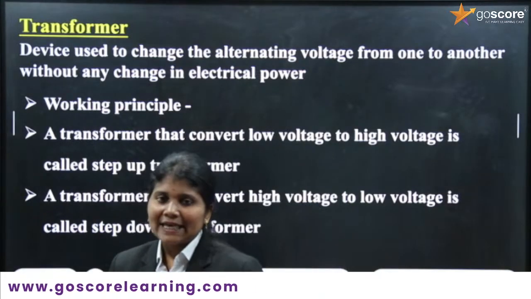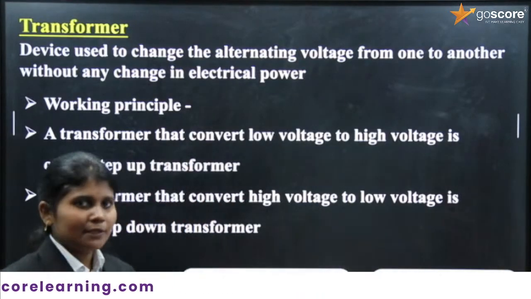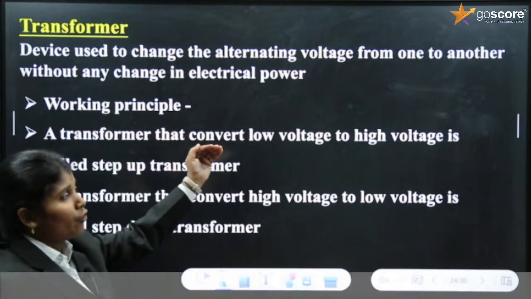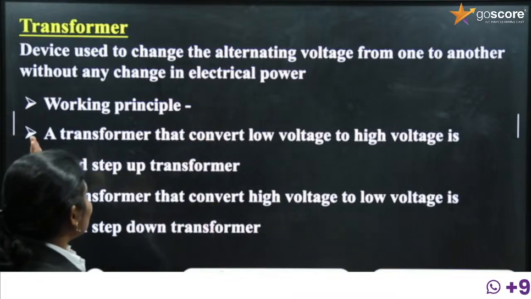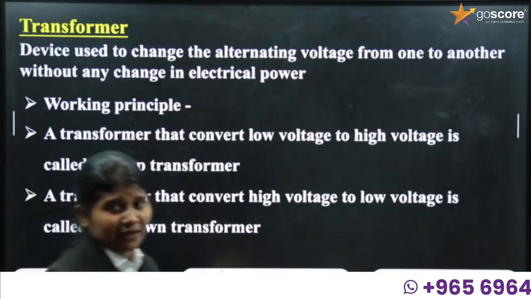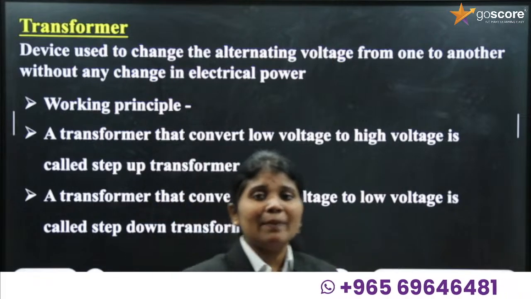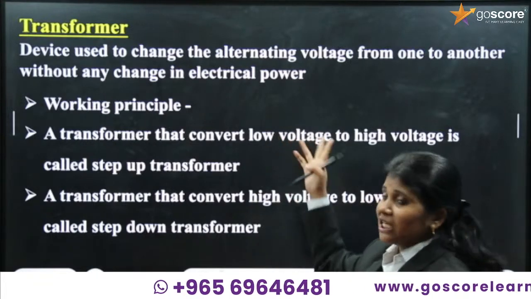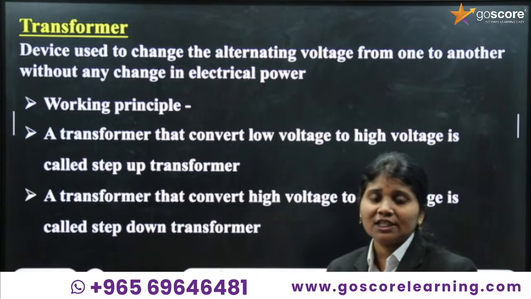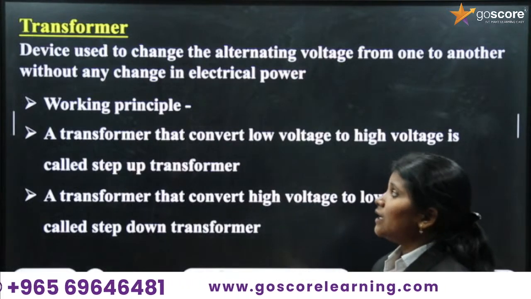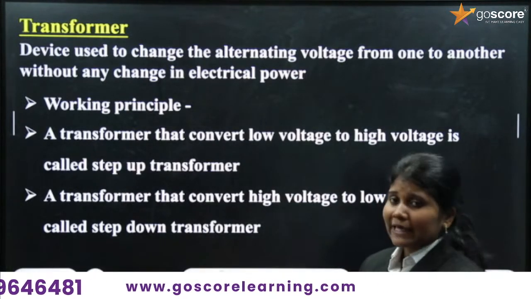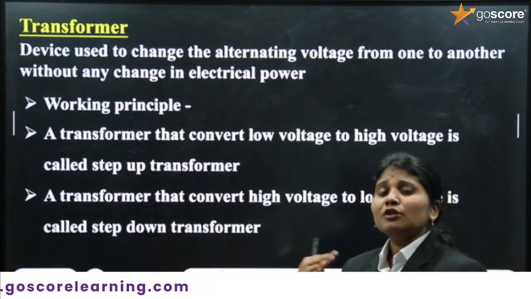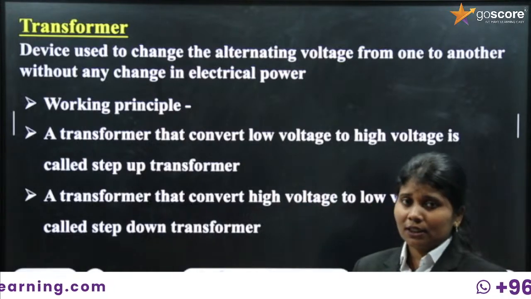Next one, transformer. This is also a very important topic. This device is used to change the alternating voltage from one value to another without any change in electrical power. So by using the transformer, alternating voltage will be changed from one value to another without changing the electrical power.